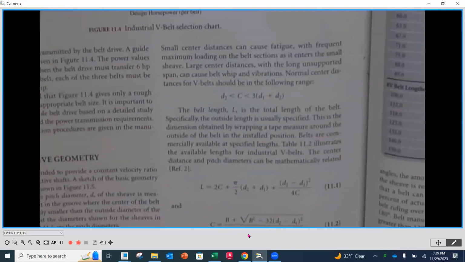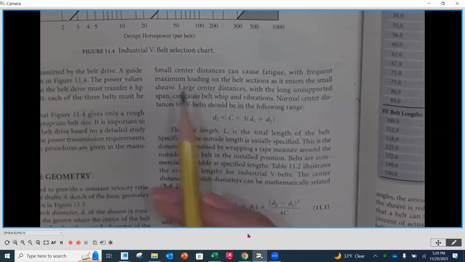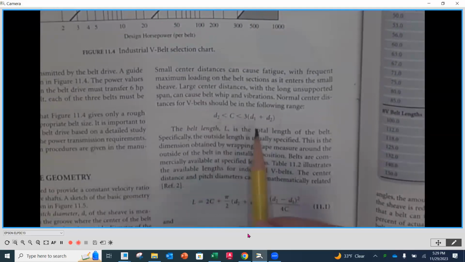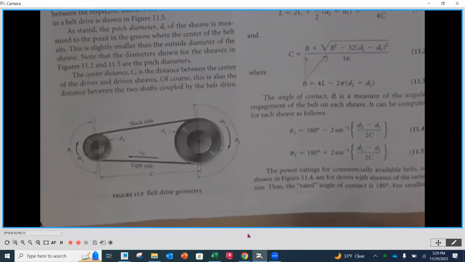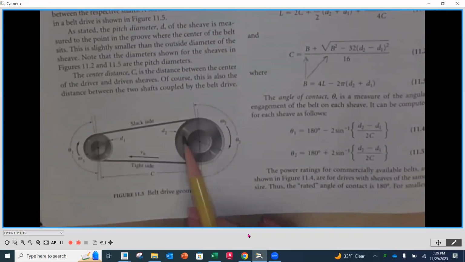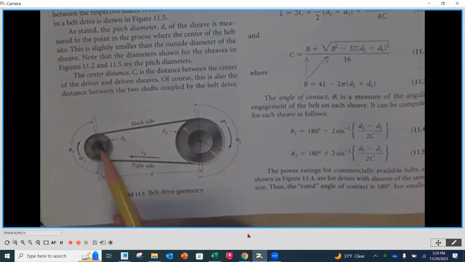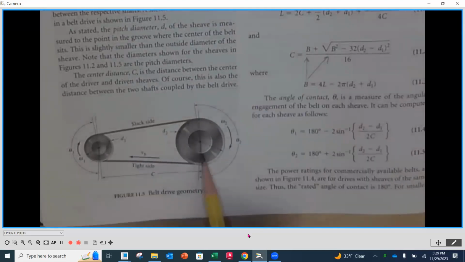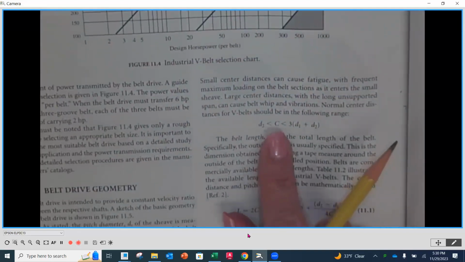Now, there are limits on that center distance. As I had said earlier, we want our center distance to be greater than the diameter of the second pulley, and we want it less than 3 times the driver pulley diameter plus the driven diameter. So down here, when we look, this D2 is the pitch diameter of the driven, and the D1 is going to be the pitch diameter of the driver. Once we know what those values are when we pick them, all we want to do is figure out what's the range that the center distance needs to be in.